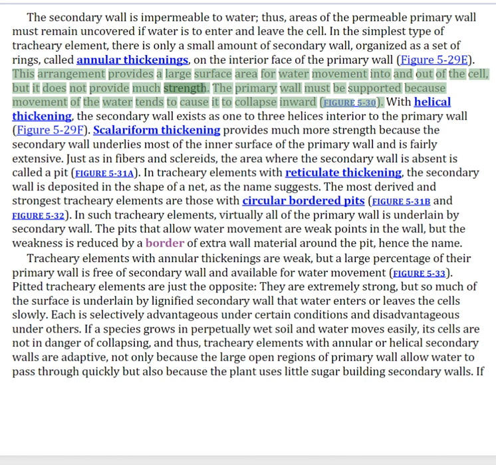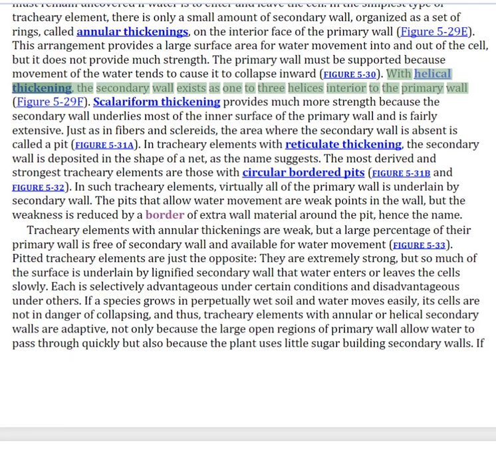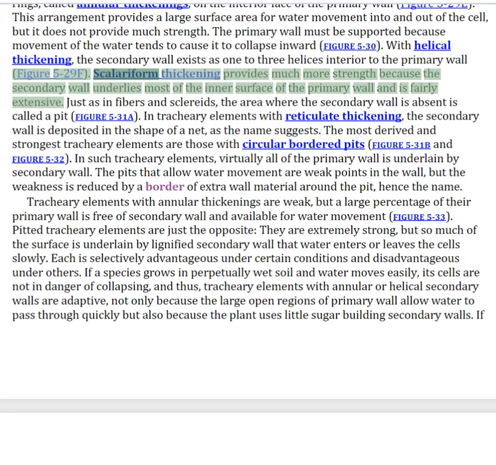This arrangement provides a large surface area for water movement into and out of the cell, but it does not provide much strength. The primary wall must be supported because movement of the water tends to cause it to collapse inward. With helical thickening, the secondary wall exists as 1 to 3 helices interior to the primary wall. Scalariform thickening provides much more strength because the secondary wall underlies most of the inner surface of the primary wall and is fairly extensive.